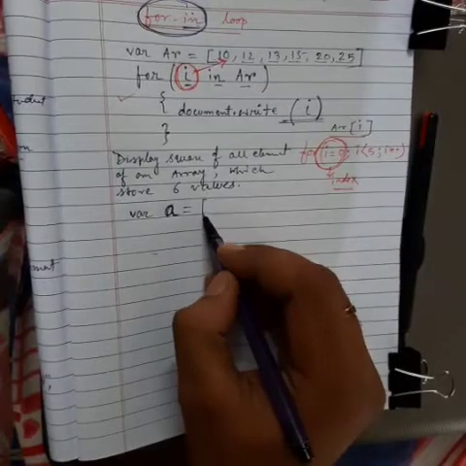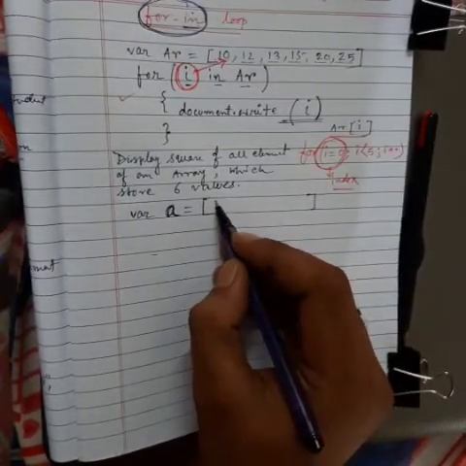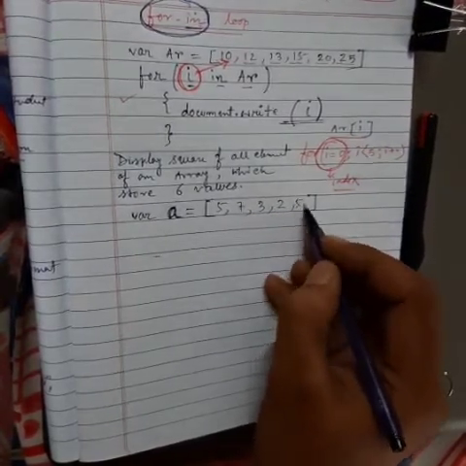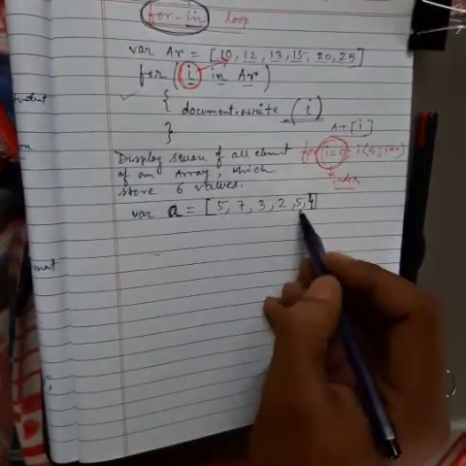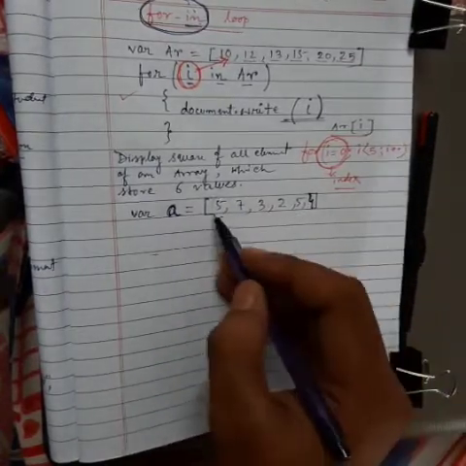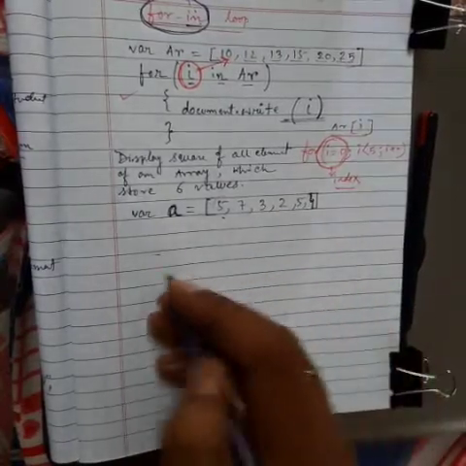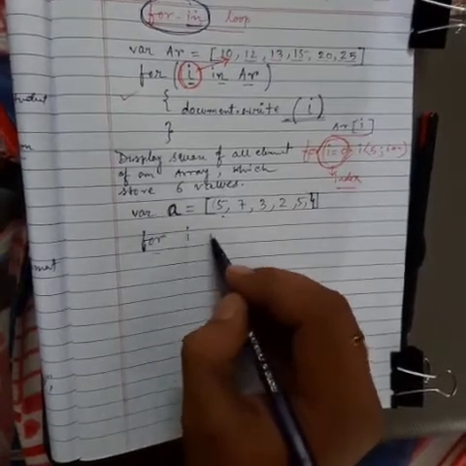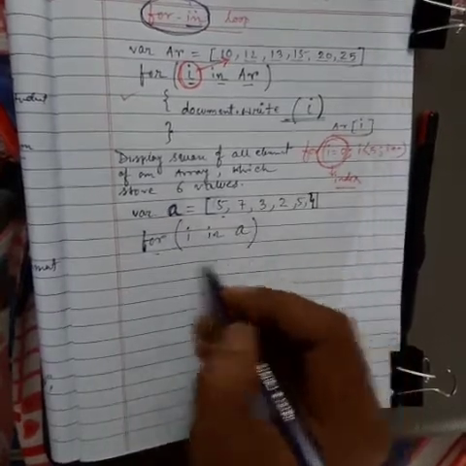Where A, here 6 values we have to store. Any 6 values, I am just randomly taking 5, 7, 3, 2, 5, 4. Obviously no problem if 5 is repeated two times. So this is the value. Now we have to display the square of each element using the for in loop. So how will we proceed? Simply for i in A, and this will be in the bracket.